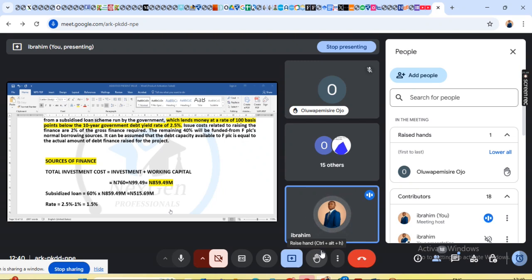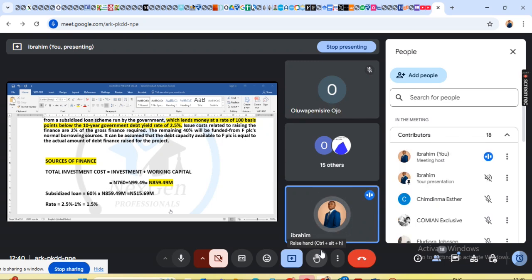Which means that the rate will be 100 basis points below the government yield rate of 2.5%. Now the question is, here is the commercial rate. They are giving you subsidized rates that will be below the commercial rate. They say 100 basis points below it. What is the 100? 100 basis points means 1%. 20 basis points, 20%. Is that not so? So now, 100 basis points, that is 1%. 100 divided by 100, you have 1.